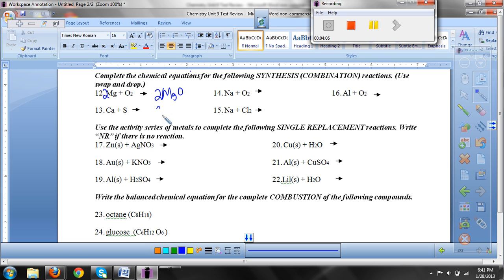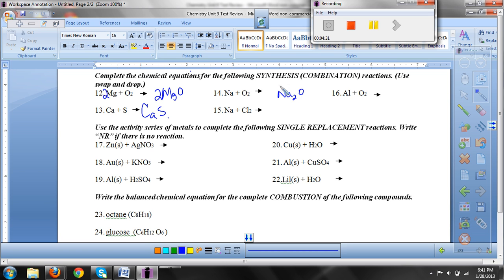Calcium plus sulfur gives me calcium sulfide. That needs to look more like a capital S. +2, -2, no need to swap and drop. It's balanced. It looks really nice, so I'm going to rewrite it. Calcium sulfide. All right, and then I had sodium plus oxygen, and that gave me Na2O.